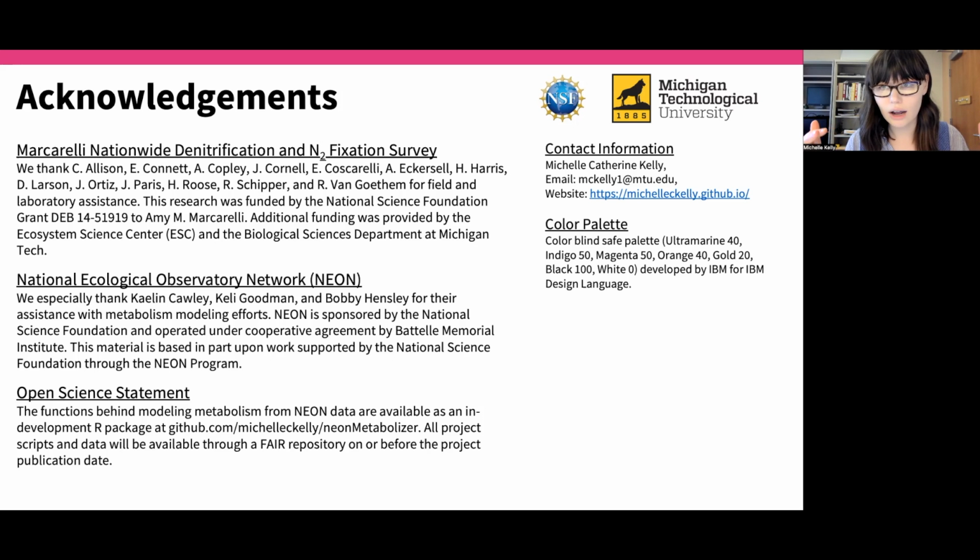The code I used to both pull NEON data and model NEON metabolism data, I'm wrapping into an R package that I'm very unimaginatively calling Neon Metabolizer. You can get it on my GitHub page right now. It's very beta, but the goal of that is to then eventually publish a finished package that will allow people to model two-station NEON metabolism easily by wrapping a whole bunch of other functions into the same house of functions.